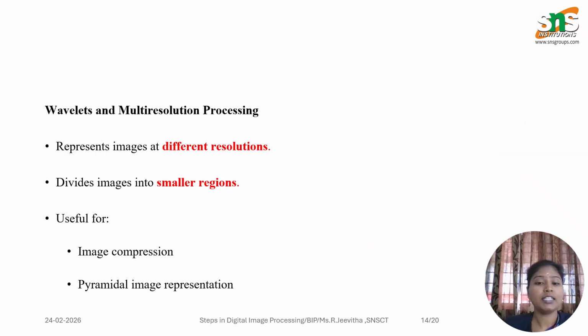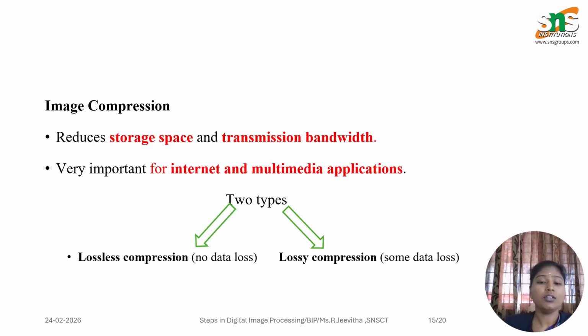And wavelet and multi-resolution processing. This technique represents the images in different resolutions. It divides the images into smaller components used for image compression and image representation. And image compression is used for storage purposes. It reduces the transmission bandwidth and is very important in internet applications. There are two types of compression, lossless compression and lossy compression. In lossless compression, there is no data loss, but in lossy compression, some data is lost, but it has a high compression rate.